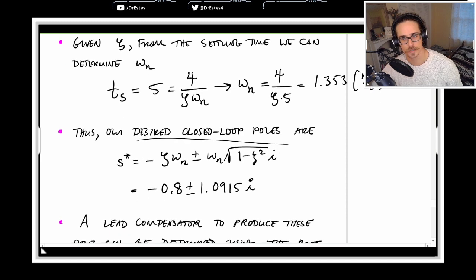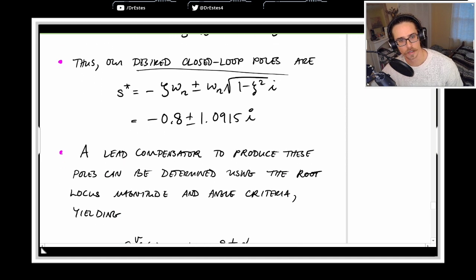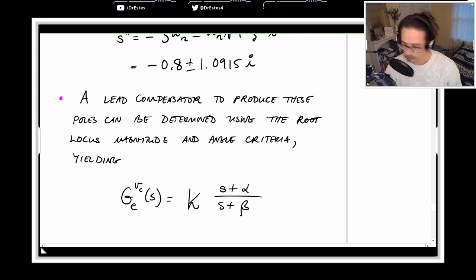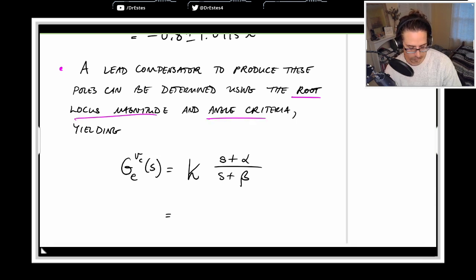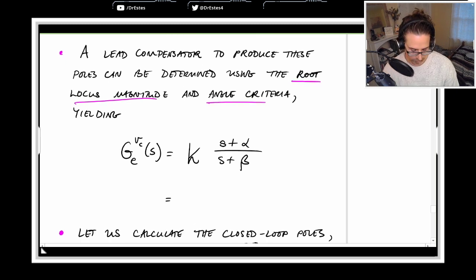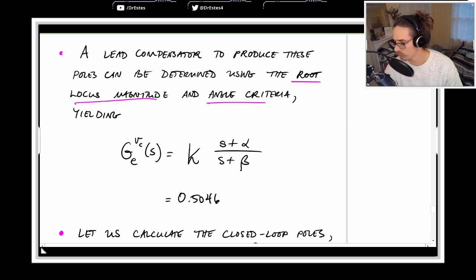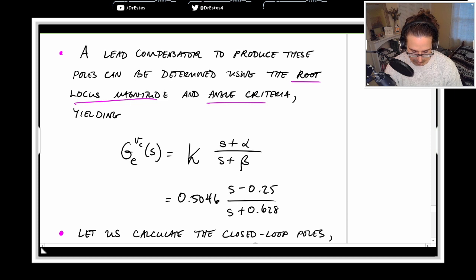All right. So I'm just going to jump to the result here. A lead compensator that can produce these poles. Well, if you take digital controls, we'll learn all about this. But you use the root locus magnitude and angle criterion. And these are the numbers you get. For the gain, you need 0.5046. For the alpha term, you need minus 0.25. For the beta, you need 0.6286.